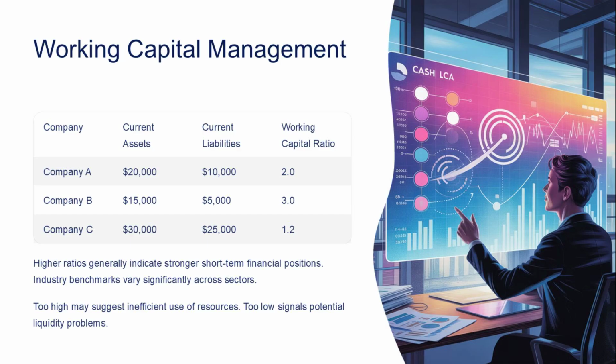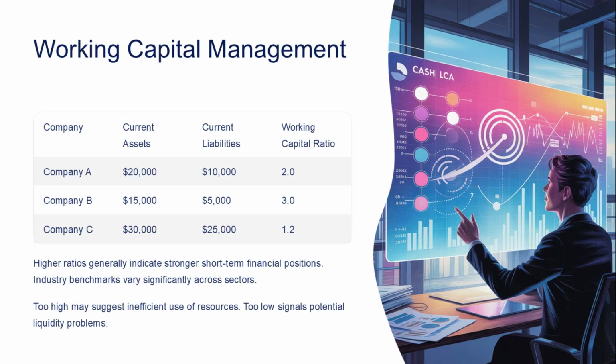Working capital is the difference between a company's current assets and current liabilities. It's a key measure of a company's short-term financial health and ability to pay its obligations. I've provided some example companies with their current assets, current liabilities, and working capital ratios.